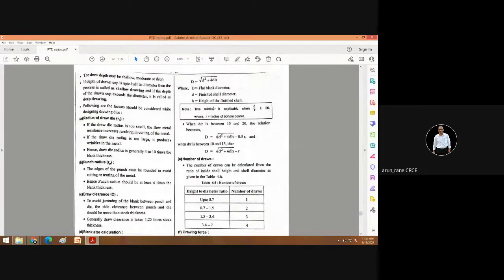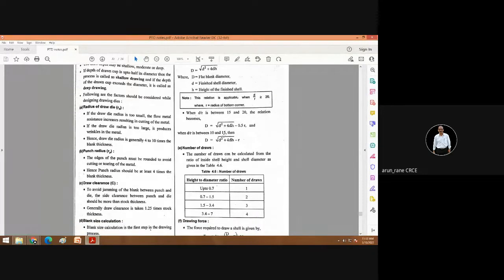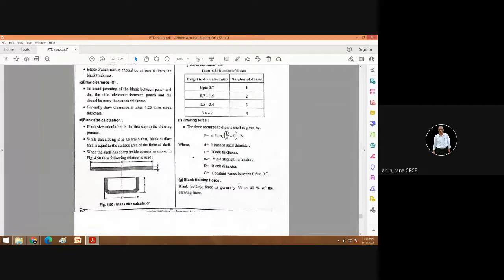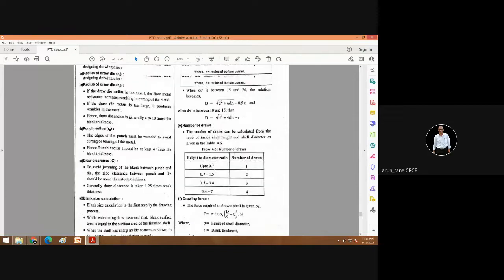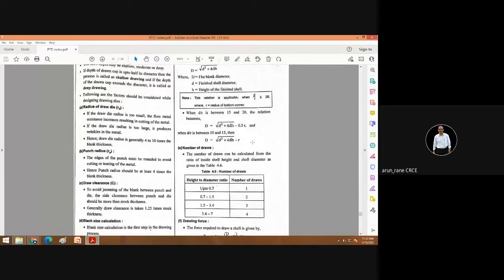Now this formula is applicable if the d by r ratio is more than or equal to 20. And what is your radius r? r is the radius of the bottom corner, that is this radius. So first you have to calculate the d by r ratio, and if the d by r ratio is more than or equal to 20, then you have to use this formula.